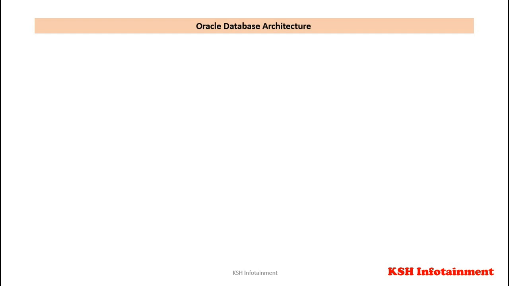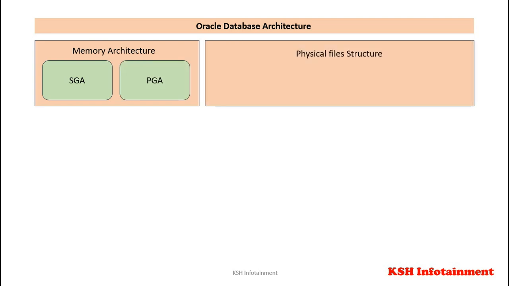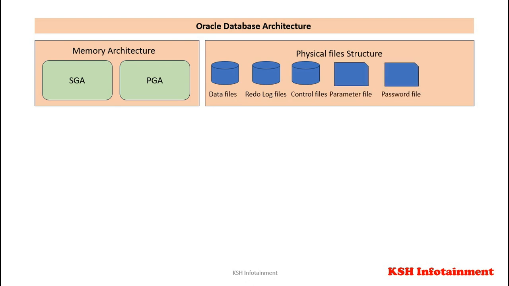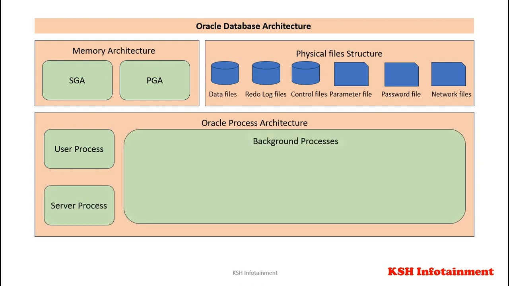Hi, today we will understand Oracle database architecture. We have memory architecture in which we have SGA and PGA. We have physical file structure in which we have data files, redo log files, control files, parameter file, password file, and network files. We have Oracle process architecture in which we have user process, server process, and background processes.